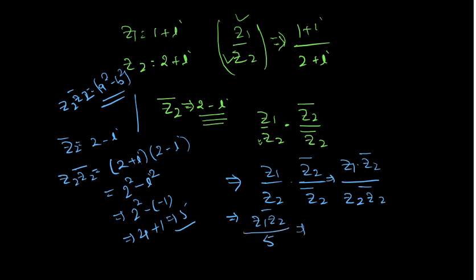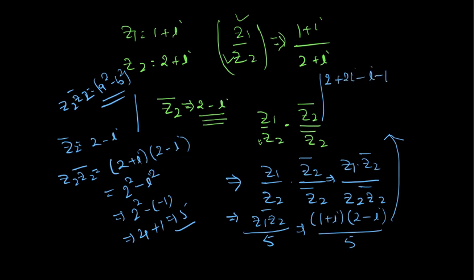So now you have to take 1 plus i as z1, and z2 bar will become 2 minus i, divided by 5. Now this value you can solve. How you can solve it? 2 multiplied by 1 is 2, plus 2i, minus i square, divided by 5. So if you solve it, minus i square is plus 1. So you will write 2 plus i minus 1 divided by 5. So again you will solve it, 3 plus i divided by 5.